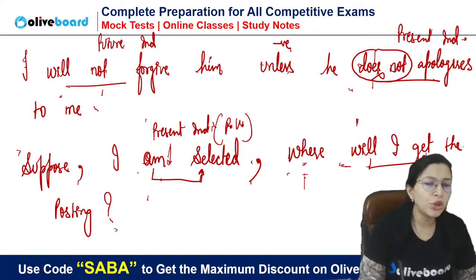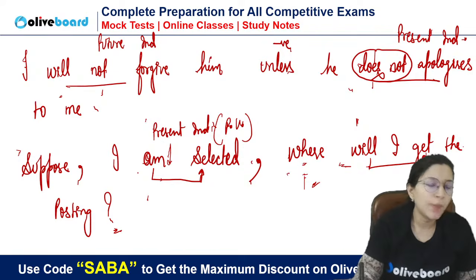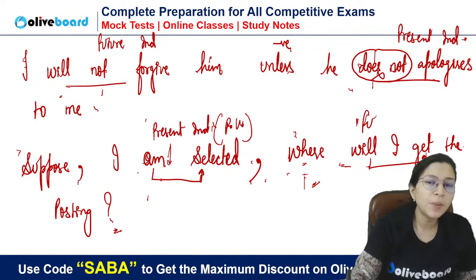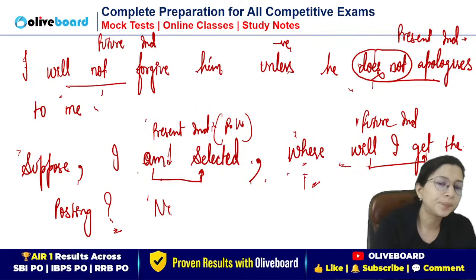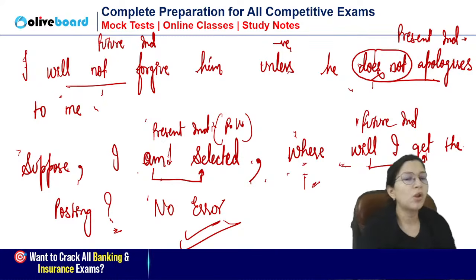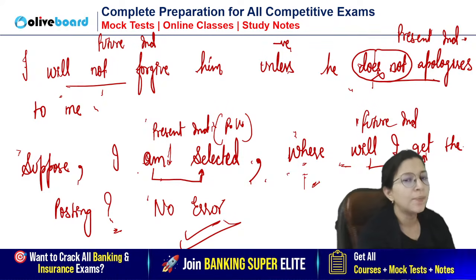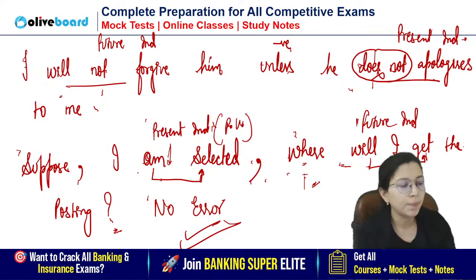I am asking one question, so there will be a question mark. There will be inversion form. Where is used as a question word here. So future indefinite tense, present indefinite tense, everything is correct. There is no error here. This sentence is also absolutely correct. Suppose I am selected, where will I get the posting?